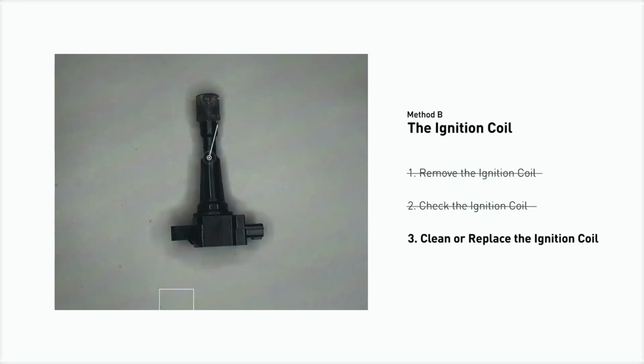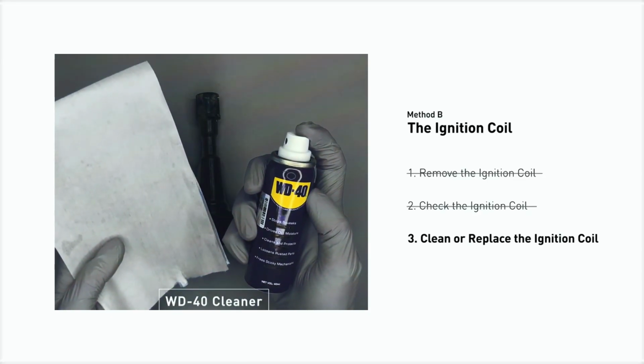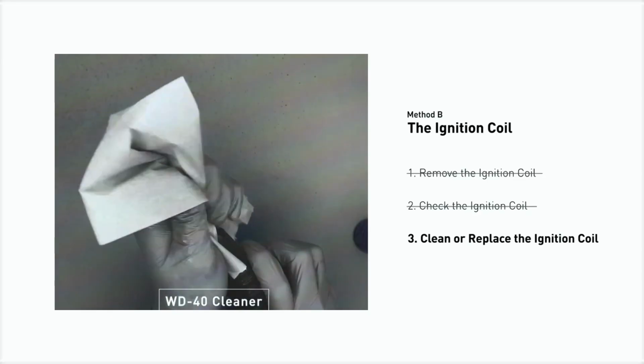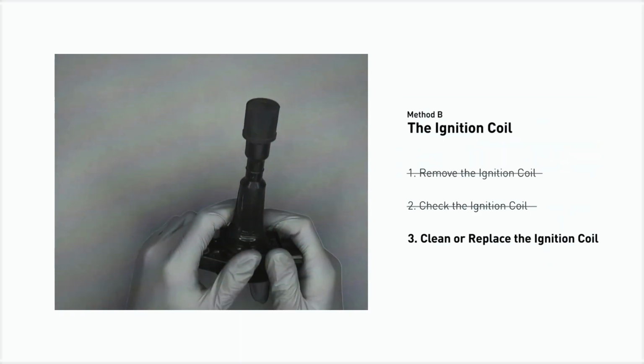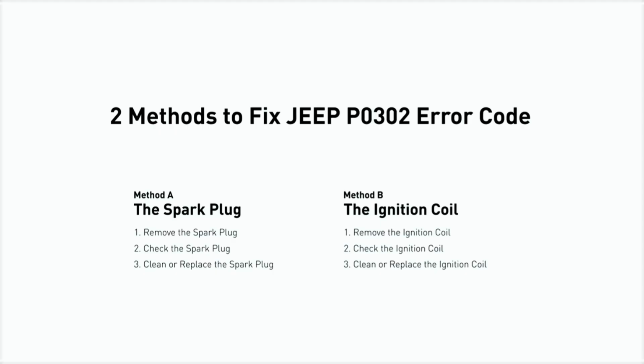If the ignition coil is covered with engine oil or stains, simply clean it with a WD-40 cleaner. Otherwise, replace the damaged ignition coil with a new one. So here are 2 of the most practical solutions to fix Jeep's P0302 error code.